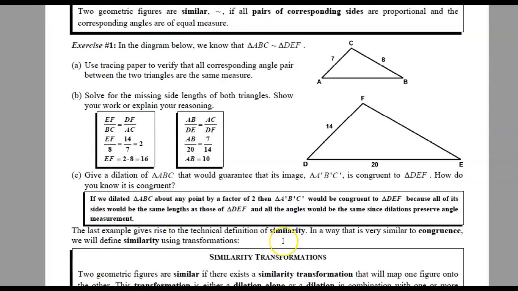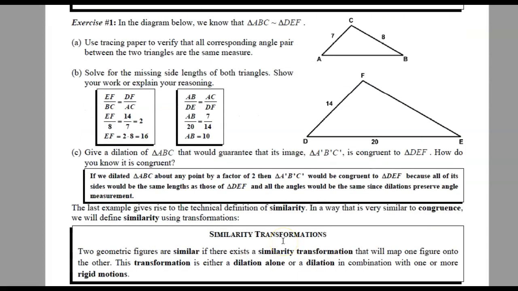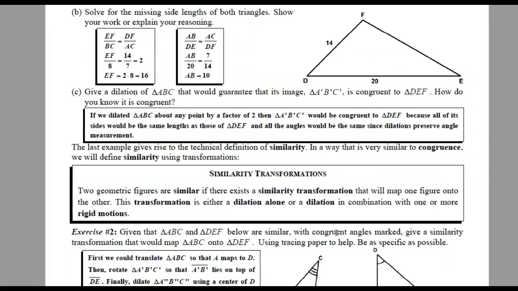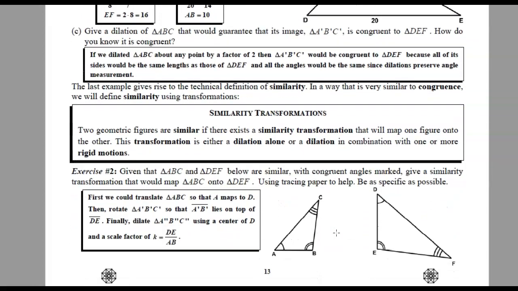So that last example is explaining the definition of similarity. What we're going to do to describe a similarity transformation is to say that there will be a transformation that maps one figure onto the other. It's either a dilation alone or a dilation in combination with other things. And I had just mentioned that a second ago, that there could be a reflection, there could be a rotation. So if we have other transformations as well, that's fine, but similarity is implying that there has been a dilation somewhere. All right, so if we can find a set of transformations that maps them, then we can technically say that there's been a similarity transformation.